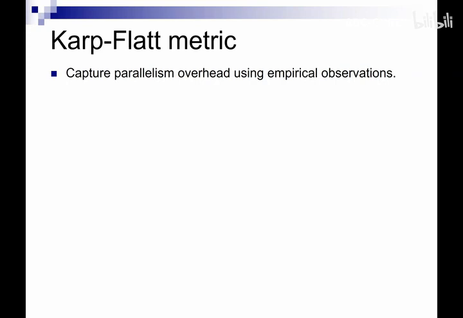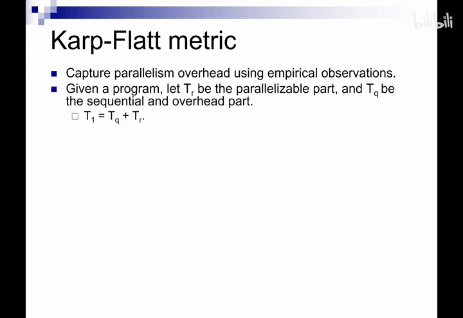This is intended to capture the overhead, and it does it using empirical observations about the running time of the algorithm. The way this works is, given a program, let T1 be the running time of the program using one processor. This T1 time includes two parts. It includes TR, which is the parallelizable part, and it includes TQ, which is both the sequential portion of the program plus the overhead that we need to pay for parallelizing.